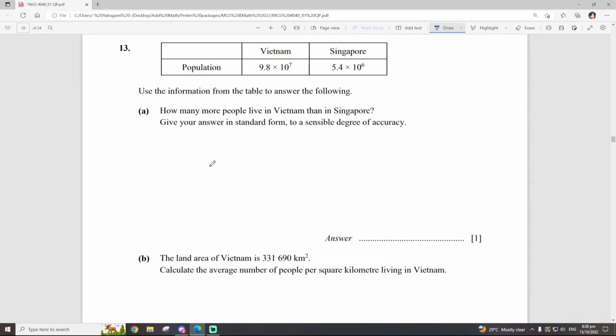How many more people live in Vietnam than Singapore? So when you want to convert, you want to always convert to the bigger power. Now we can see that this is 10 power 7 and this is 10 power 6, so the final result will still be 10 power 7. So what I will do is convert 5.4 times 10 power 6 to 10 power 7, which is 0.54 times 10 power 7, okay, which gives me 9.26 times 10 power 7.